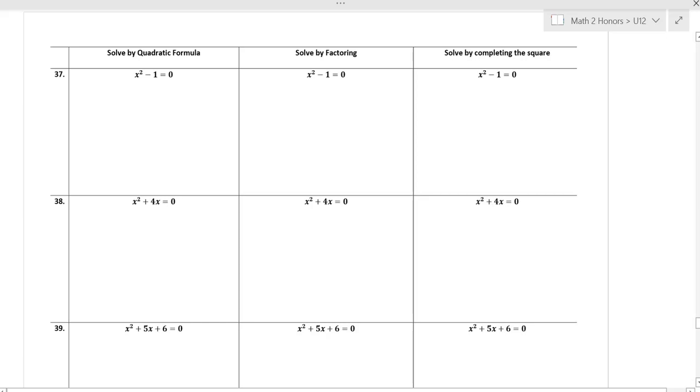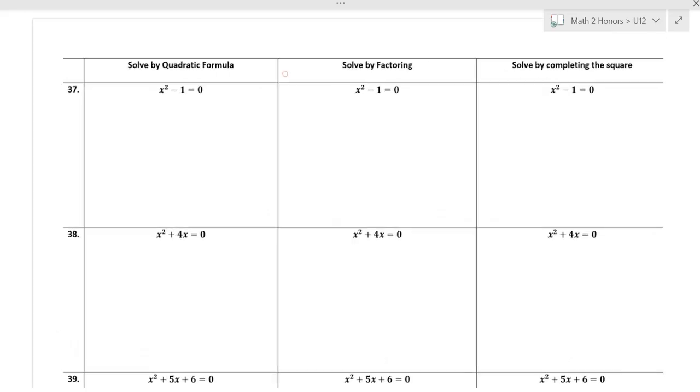I'm going to go over the homework problems 37 to 42, and we're looking at how to solve equations using three different methods. One, using the quadratic formula, two, by factoring, and three, by completing the square. On each of these problems, we're starting with the same equation, so we should be getting the same answer. Okay, so starting with number 37.